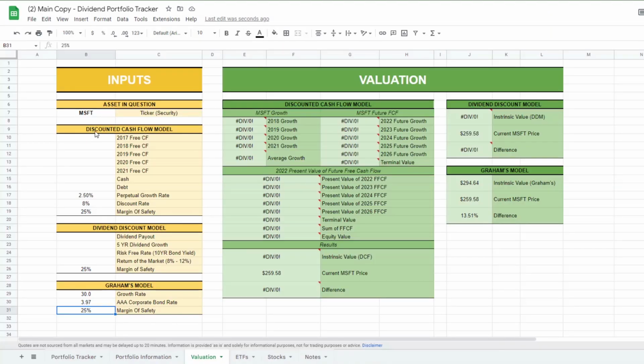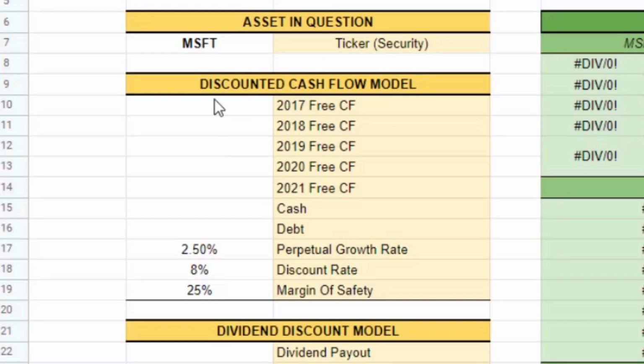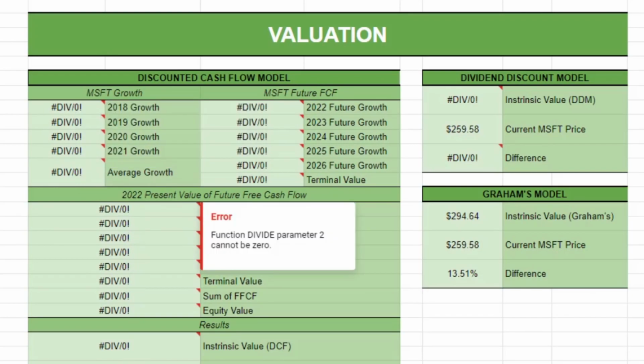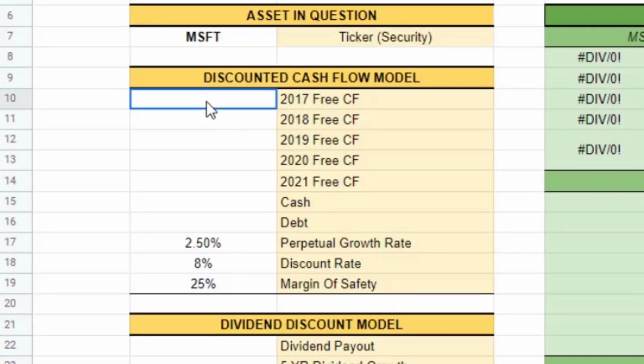Next, we're going to take a look at the discounted cash flow model. Now there's a lot going on with the DCF model. Most of it is already put into the calculation in the formulas behind these numbers here. And all we need to do is find the free cash flow for the past 5 years, find its current cash holdings and its current debt. We're going to use a 2.5% perpetual growth rate and an 8% discount rate with a 25% margin of safety.